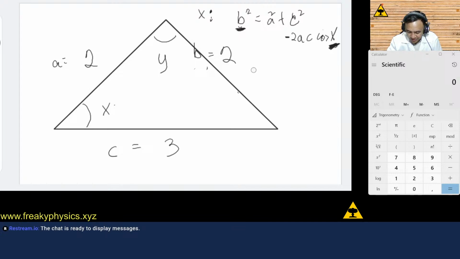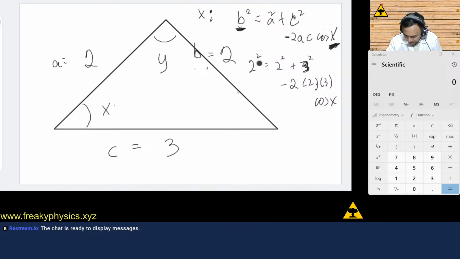So we just put our values in. This is going to become 2 squared equals, our a is also 2 squared, plus, sorry, that's not 9, that's 3 squared, minus 2 times 2 times 3 cosine x.